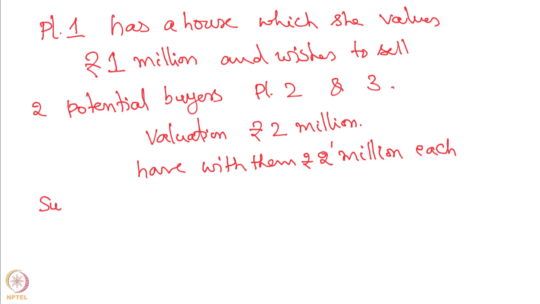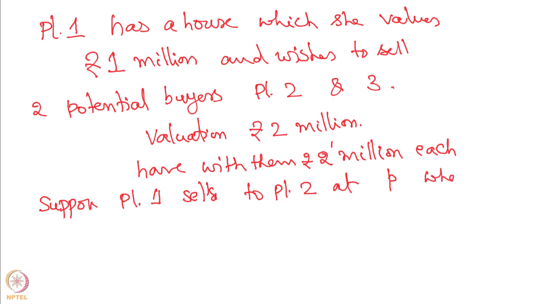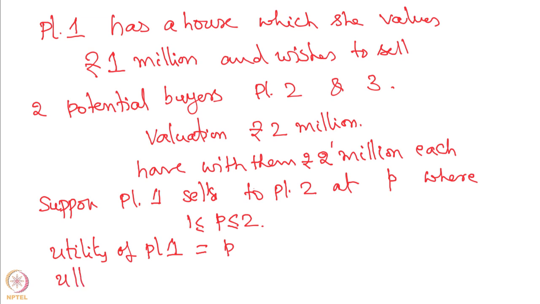Suppose player 1 sells to player 2 at P, where 1 less than or equal to P less than or equal to 2. The utility of player 1 is P, the utility of player 2 is going to be 2 minus P plus 2. This is going to be 4 minus P as his utility, and then player 3's utility is, because he still has only 2 million, just 2.